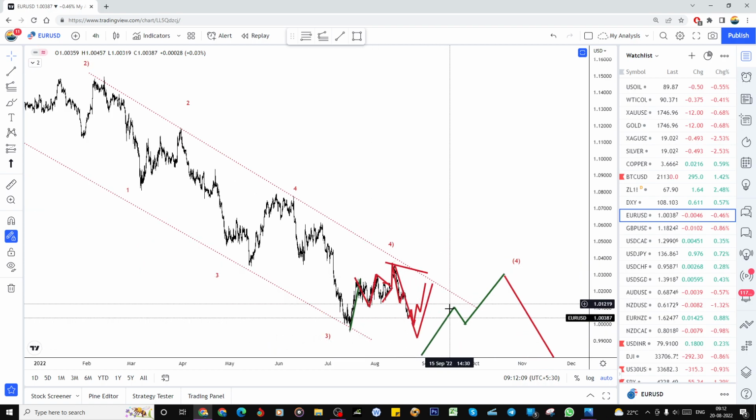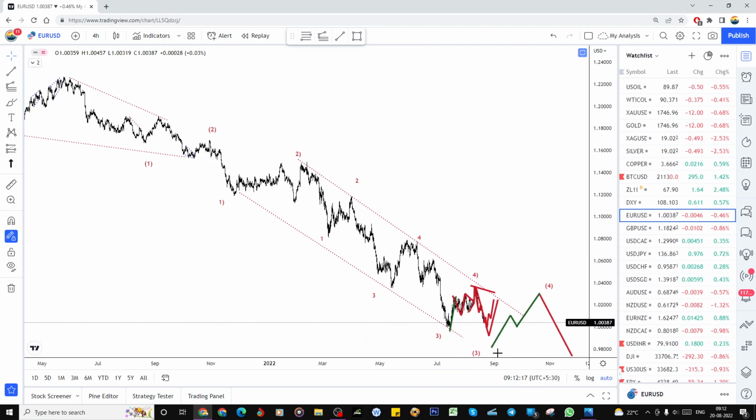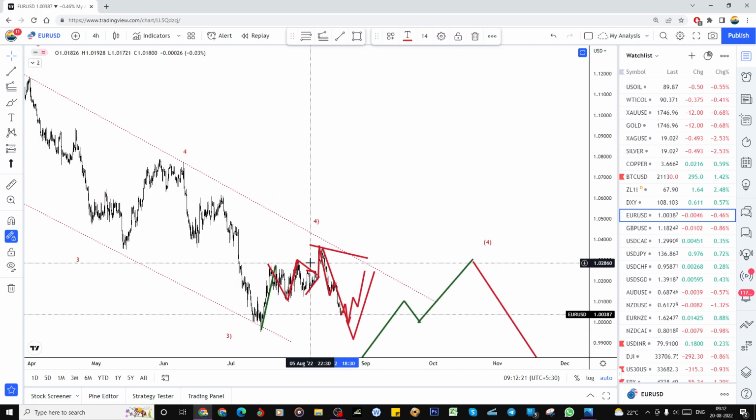So here I'm looking for that triangle or irregular flat, or it could be a running triangle, or it could be the end of the completion of the third wave. So these are all the possibilities, but the target is in the downtrend. So what you have to do, entering again here is not wise. Here we have to look for this opportunity, and we have to make this a stop loss if it breaks this.